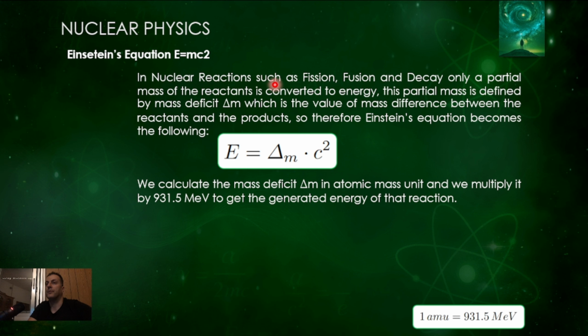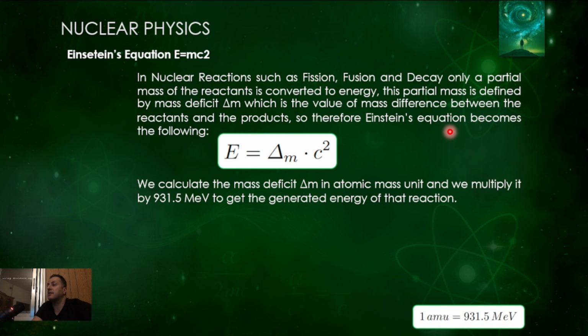So in nuclear reactions such as fission, fusion, and decay, only a partial mass of the reactants is converted to energy. This partial mass is defined by the term mass deficit, delta M, which is the mass difference between the reactants and the products. The reactants are the substances on the left of the equation. The products are what is being produced, to the right of the equation, like in a chemical reaction.